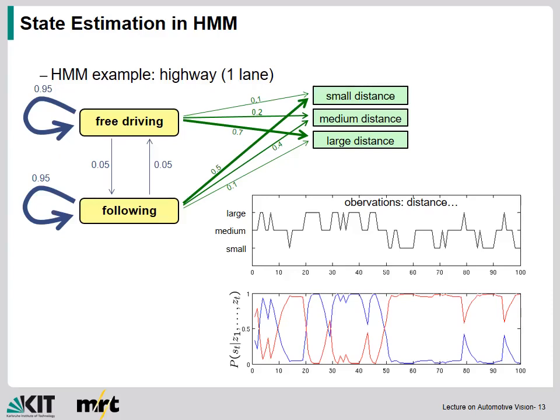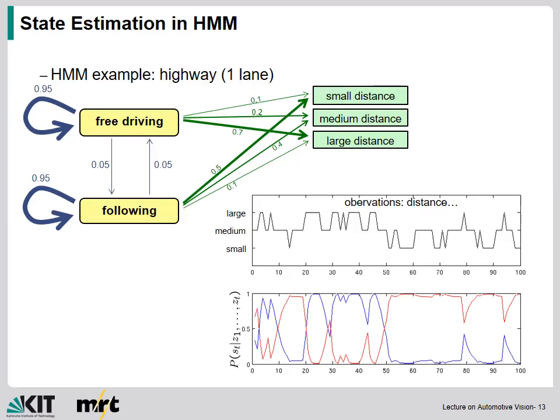The upper plot shows the value of the observation. That ranges between small, medium and large. The horizontal axis is a time axis, ranging from point in time 0 up to point in time 100. Below we find the plot that shows us the probability to be in a certain state at a certain point in time, considering the sequence of observations up to that point in time. The blue curve is the probability to be in the free driving state, and the red curve is the probability to be in the following state.